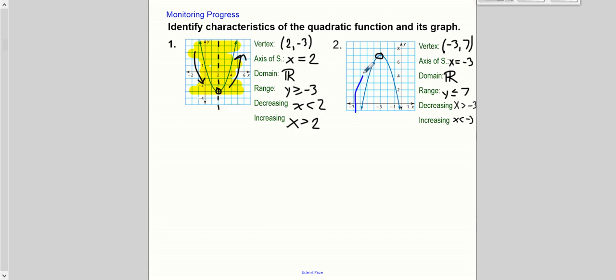If we still want to go left to right, so this is our increasing part of the graph. And then once we get to the right of the vertex, now is when it's coming back down, and this is our decreasing part of the graph. So it's decreasing where x is greater than negative 3 and increasing where x is less than negative 3. Again, focusing on the x value of the vertex.